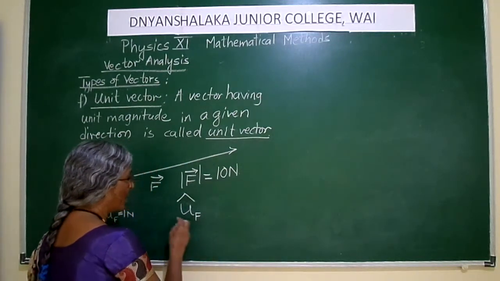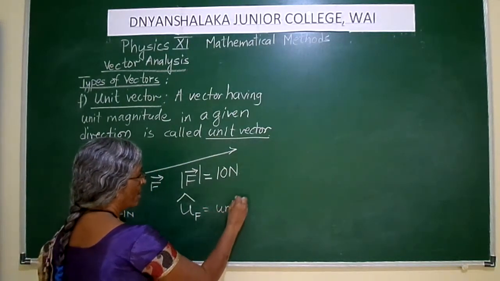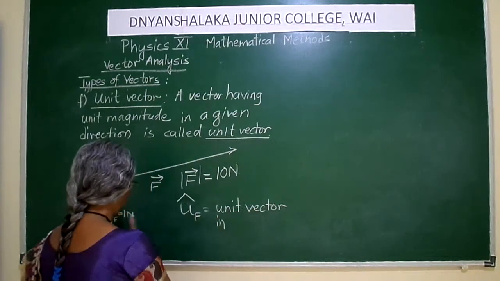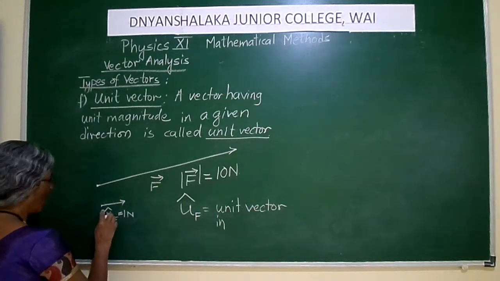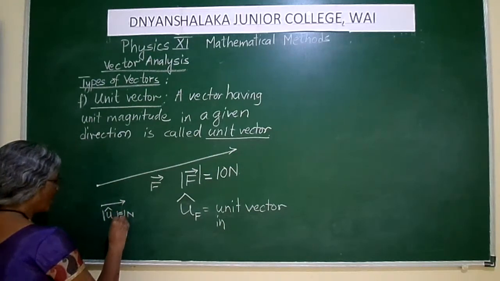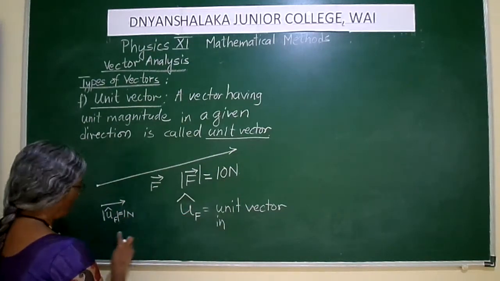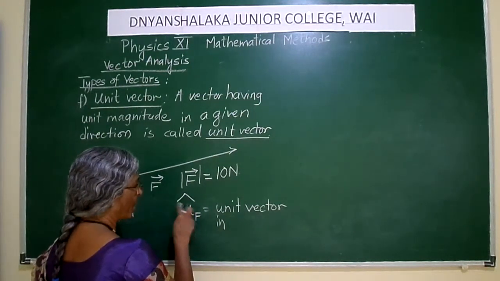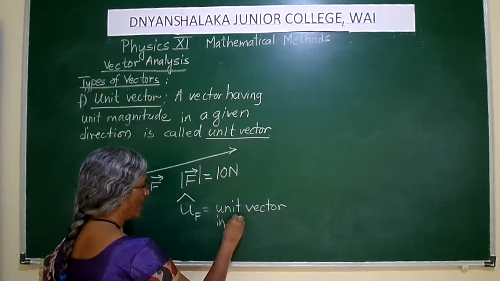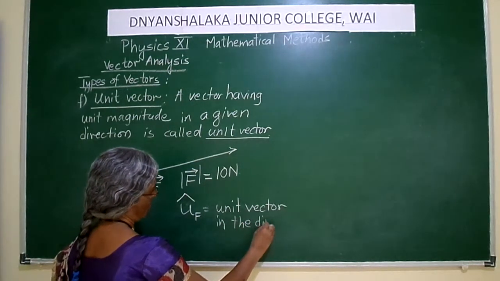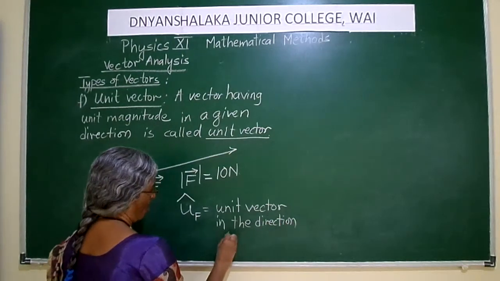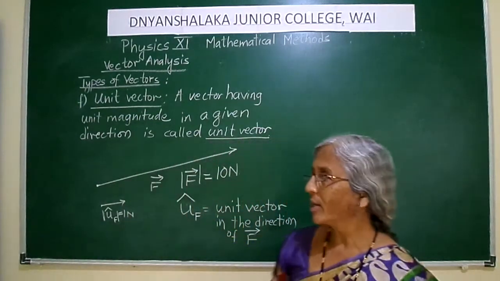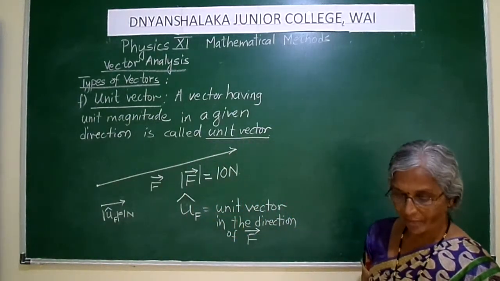And what is going to be the magnitude of this vector? Magnitude of this unit vector will always be equal to 1 newton. If I have this vector expressed in newton, the magnitude of this vector will be 1 newton. So what is this n cap vector uF? It is the unit vector in the direction of vector F. वेक्टर F के डायरेक्शन में ये यूनिट वेक्टर हमने लिया है.